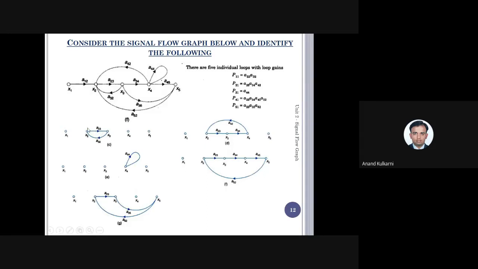I cannot call this a self loop because it has crossed one or the other nodes.